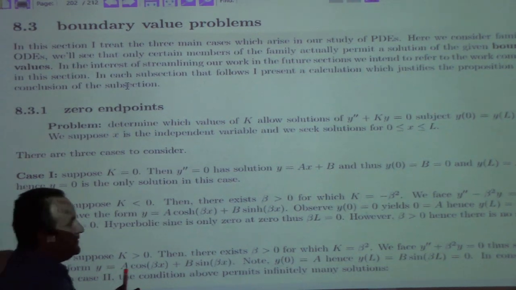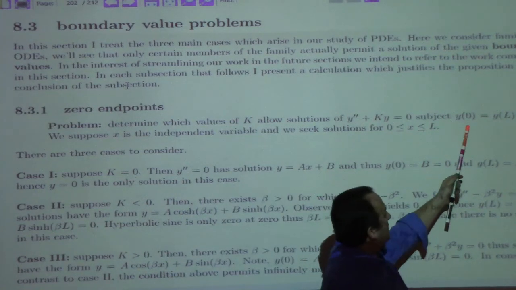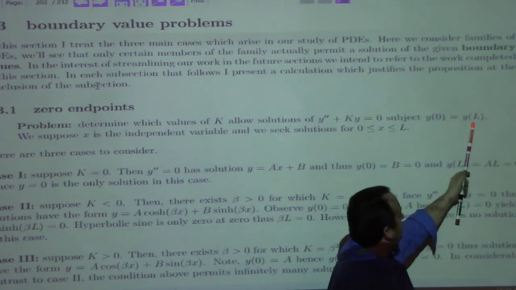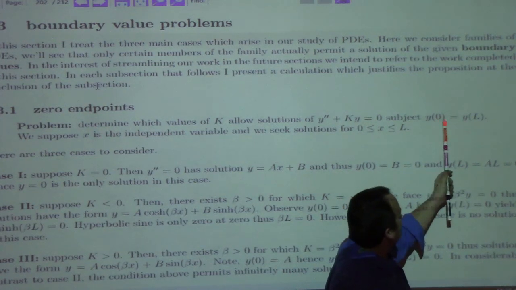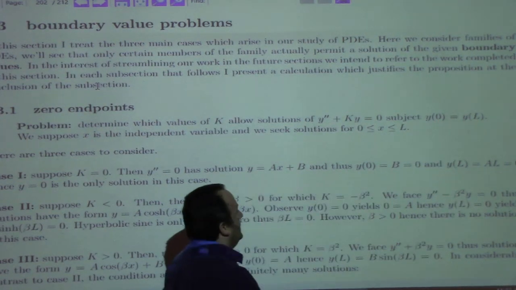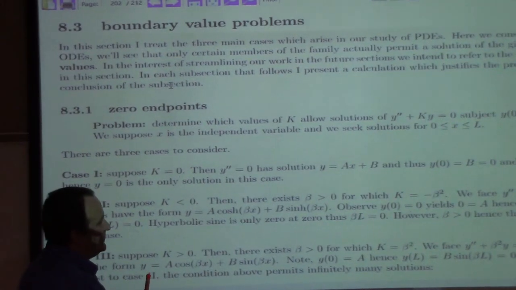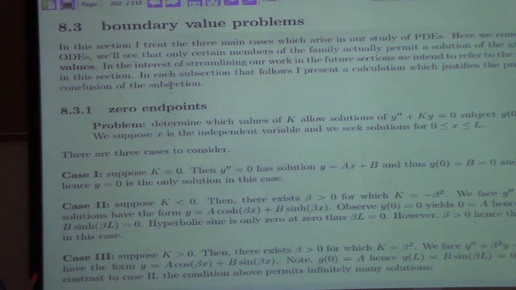The difference here is I'm prescribing values of the solution at different independent variable values, 0 and L. So we suppose x is the independent variable, and we're seeking solutions that exist between 0 and L. So there are three cases. k could be 0, k could be positive, k could be negative, right? k is a real number.